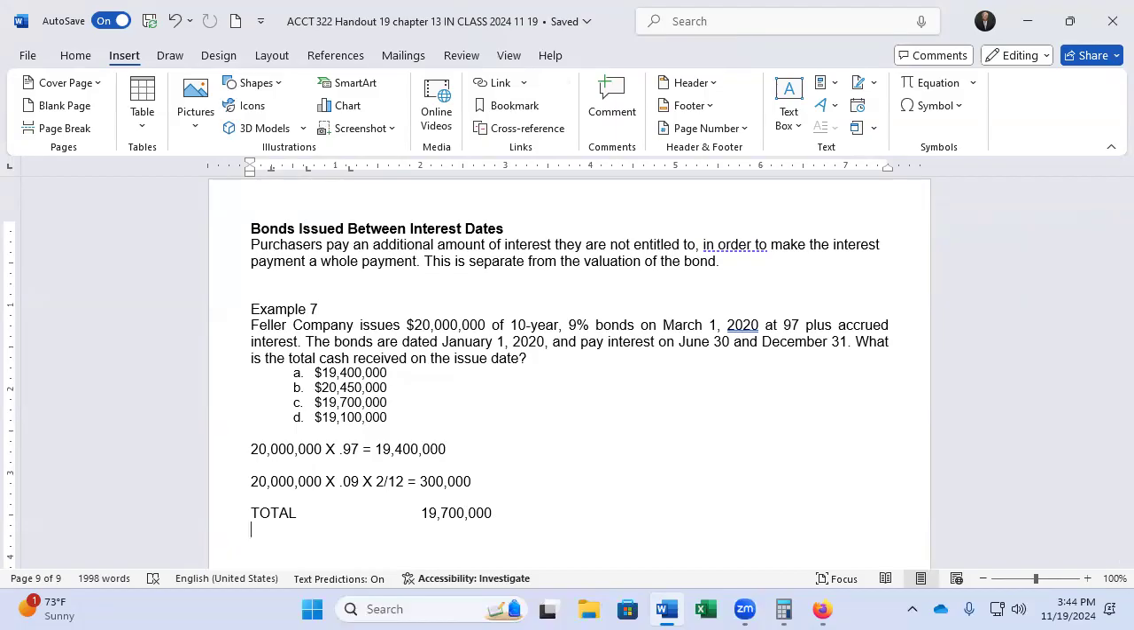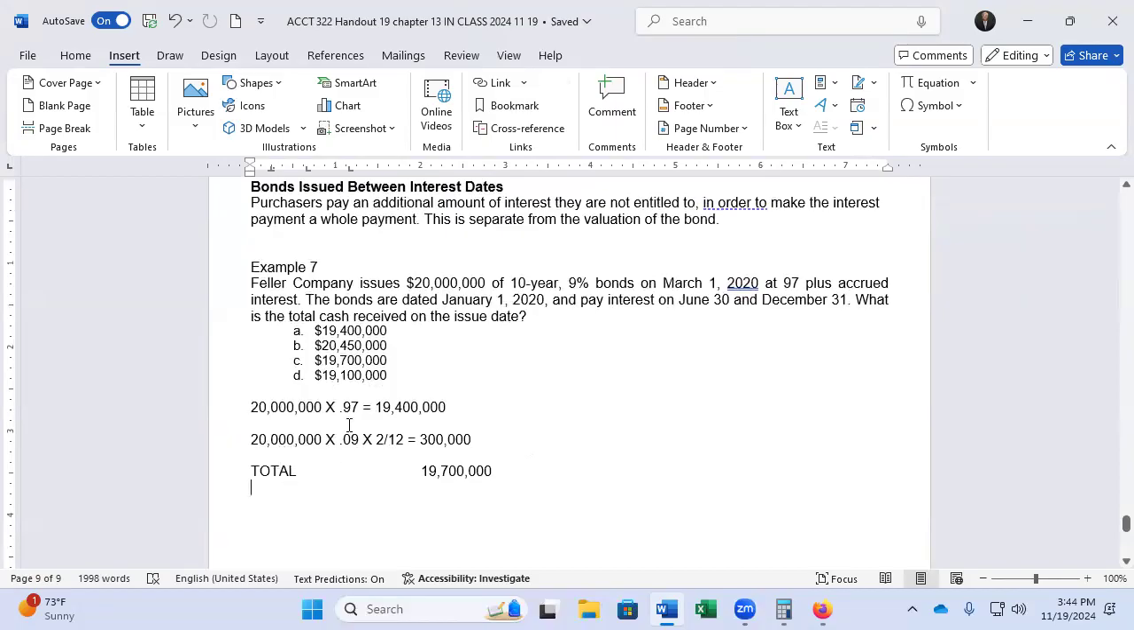Now they'll get it back because they'll get a full interest payment when, you know, whatever date, June 30th, they'll get a full interest payment. So they'll get the 1.8 million, and the 300,000 will net out.